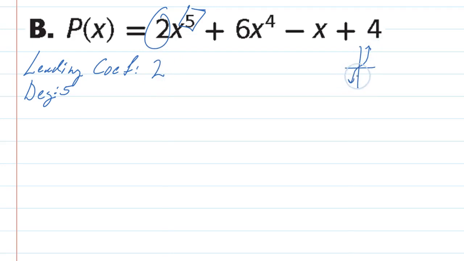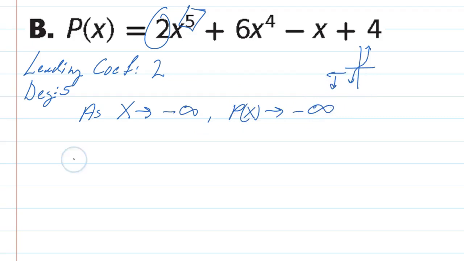So we can say as x goes to negative infinity. Now that's the left. So what's happening when the graph goes to the left? The graph is also going down. Down would be negative infinity. Then, as the graph goes to the right, then it's also moving up. As it goes to the right, it's moving up to positive infinity.